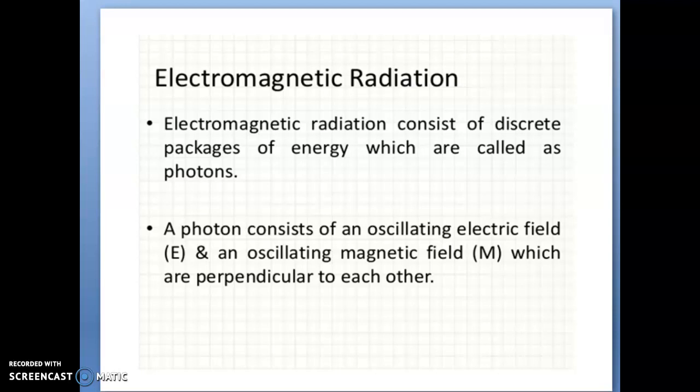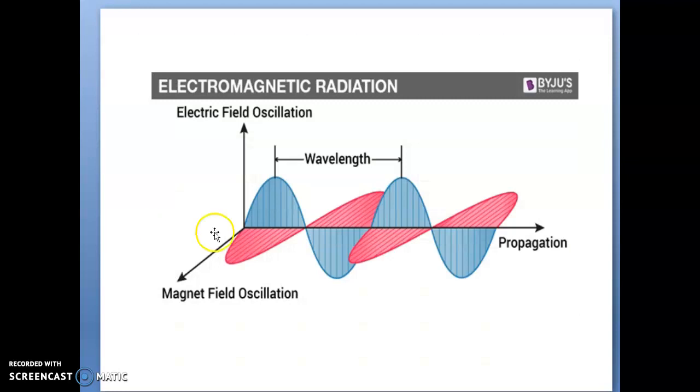Electromagnetic radiation consists of discrete packets of energy, called photons. Electromagnetic radiation consists of an electric field and a magnetic field that oscillate perpendicular to each other. We can see here the magnetic field and the electric field, and these are oscillating, both in perpendicular directions to each other.